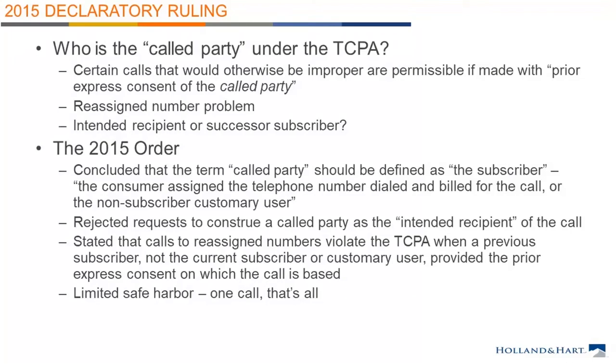The declaratory ruling also determined or attempted to clarify what is known as the reassigned number problem. Let's say, for example, you have consent from a caller to make a call to that number, but then that number is later reassigned. It's a common occurrence these days. At that point, you no longer have consent to call that person, and at that point, open yourself up to liability. Are you safe in this instance? And the question was asked, are you safe in contacting the intended recipient?